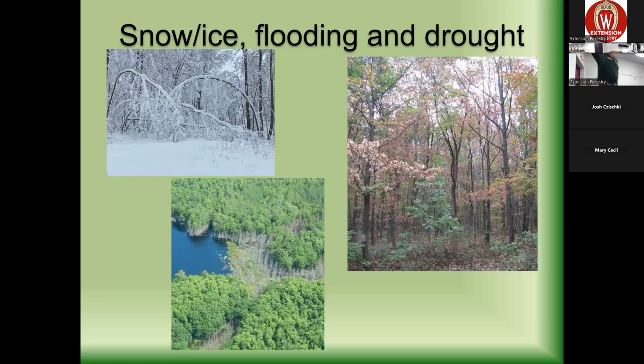This picture is from December of 22 with our ice storm that we had. That's up in the Blue Hills, a pretty common sight that year.